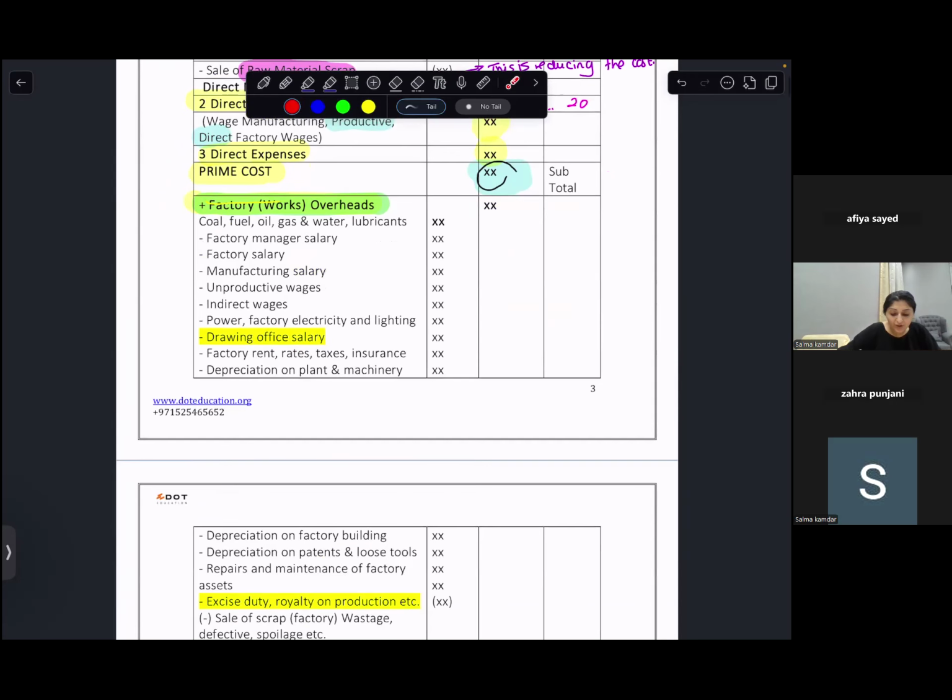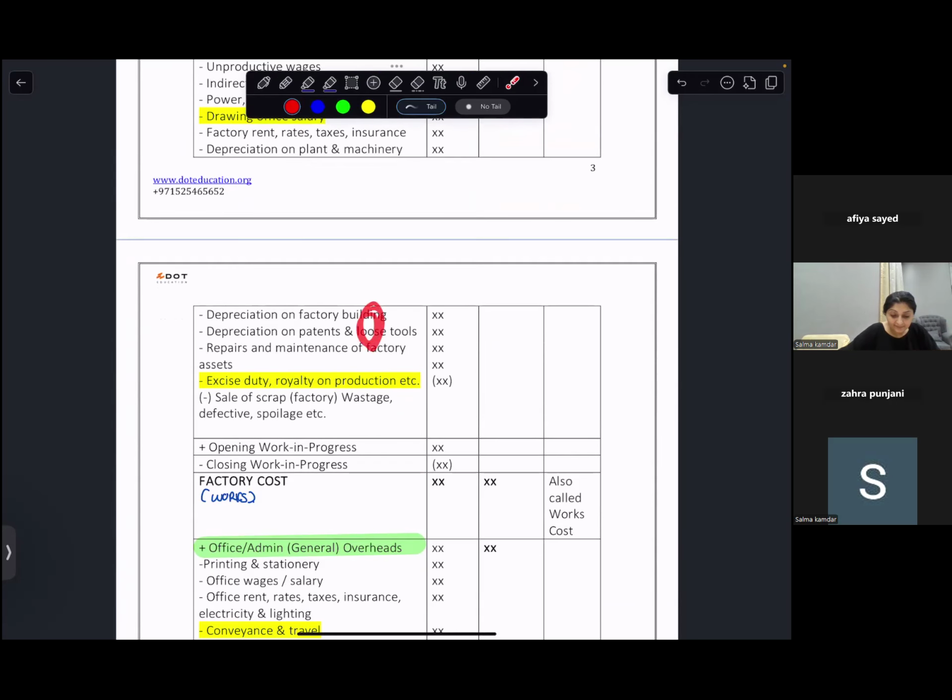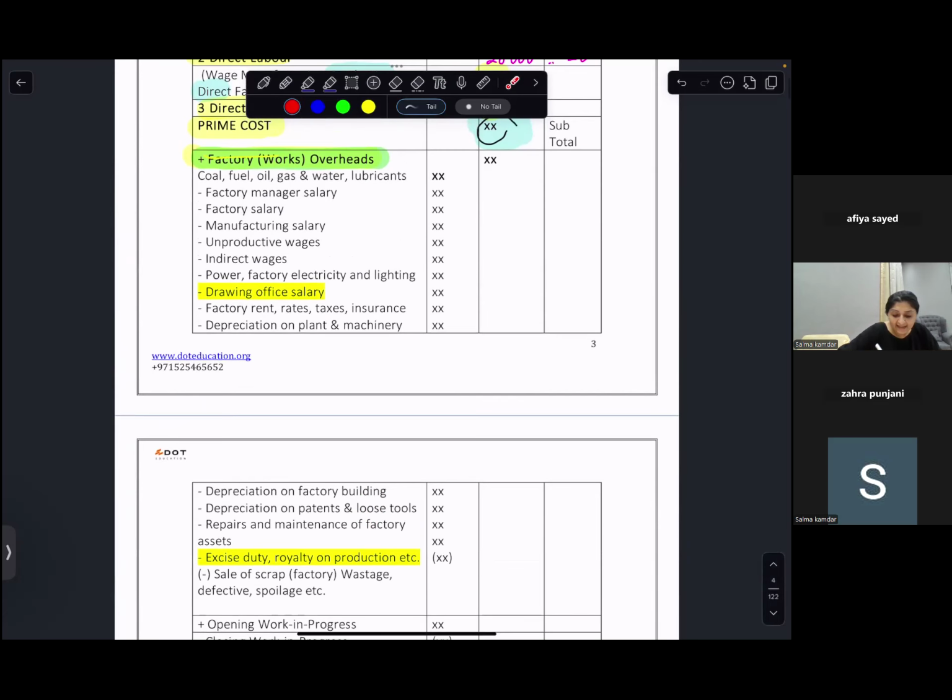Then depreciation on all your factory assets will come in factory overheads. See, when I see office salary, I tend to put it in office. But this is not office and administration. This is factory overheads. I hope you're with me. Yes. Okay, then go ahead.